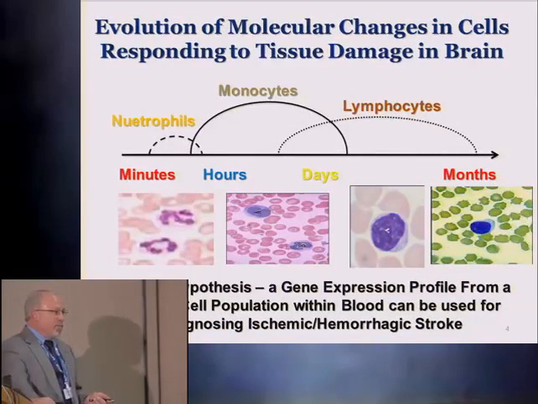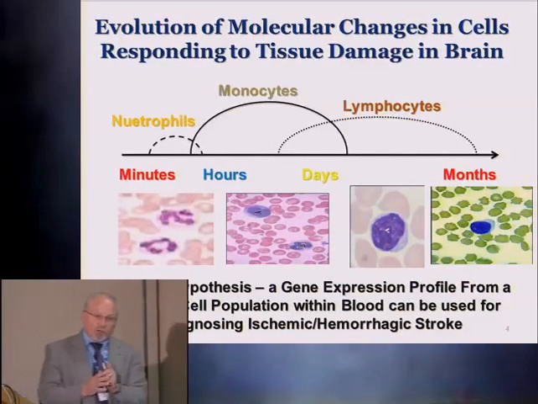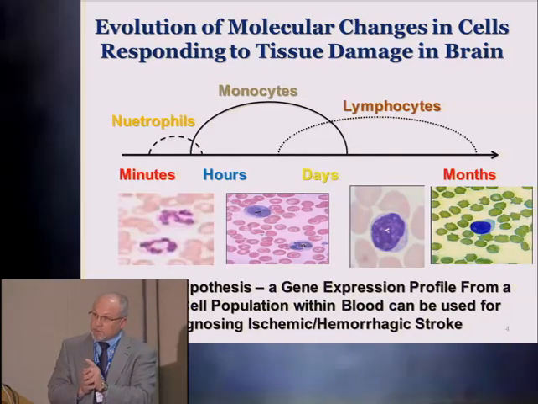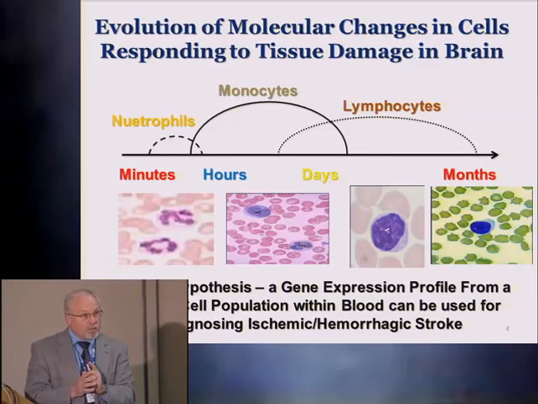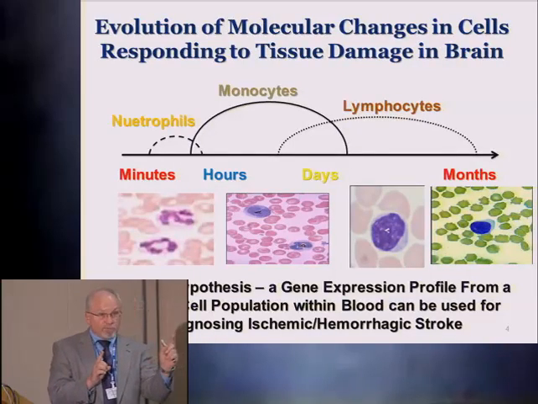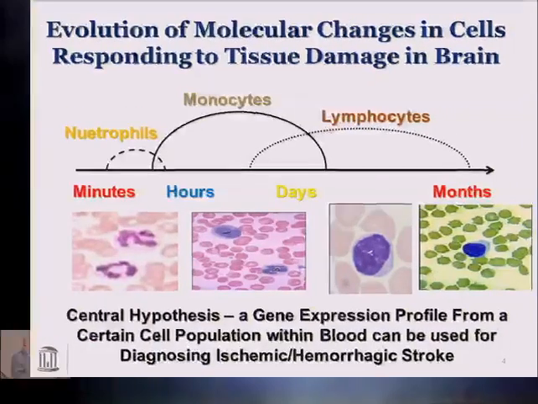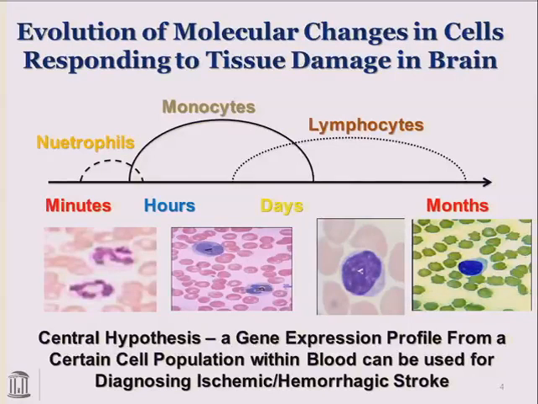Okay, so here's the central hypothesis. We're going to do a gene expression profile on a certain subpopulation of blood cells to diagnose stroke. And that's still not the whole story. We need to differentiate between ischemic and hemorrhagic stroke too. Critical to do that. So look at what we're going to try to do here: a gene expression profile. Our collaborators are looking at which genes we can use, those that are being dysregulated as a result of these stroke events. Our challenge is to develop an assay and the hardware to do this expression profiling.